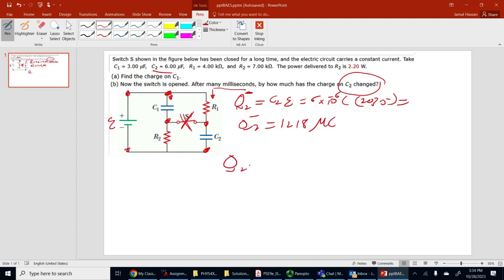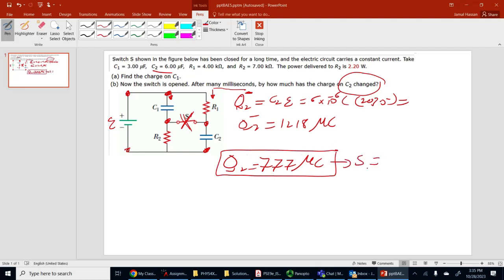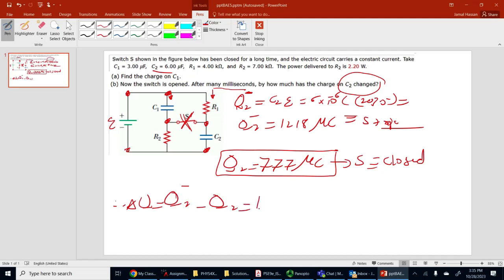And I remember Q2 we found was 777, an easy number to memorize. That's initially, when S was closed. This is when S is opened and we wait a long time. So I think the question asks for the difference between these two. We say delta Q is equal to Q2 prime minus Q2, which equals 1218 minus 777, which is something in microcoulomb. Okay, so that was a very nice question, by the way.